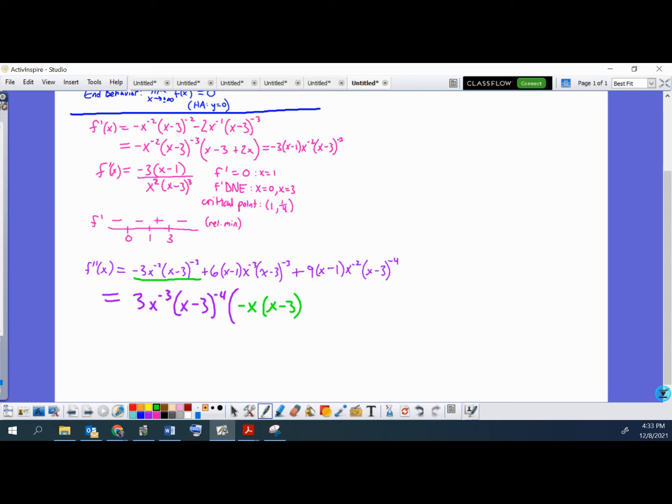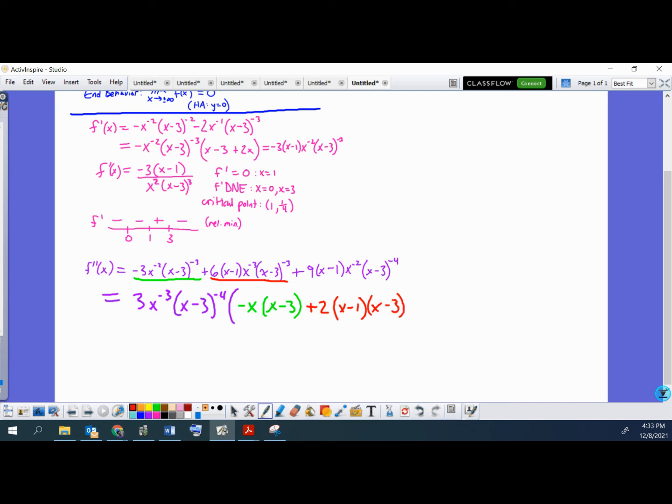Because we took out x minus 3 to the negative 4, and that's negative 3. From the second term, we took out a 3, so we're going to have plus 2. 3 times 2 is 6. We need that x minus 1; we didn't factor that out. And then we factored out the x to the negative third, and we only factored out an x minus 3 to the negative fourth. This is 1 degree higher, so we'll have another x minus 3 there.